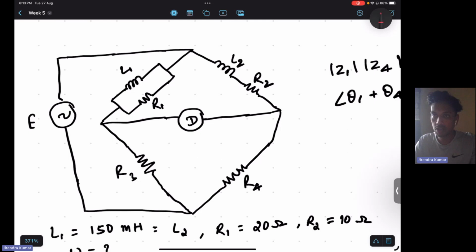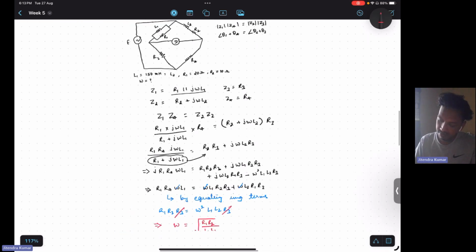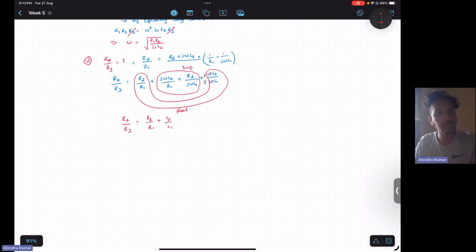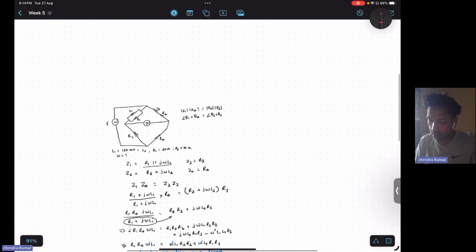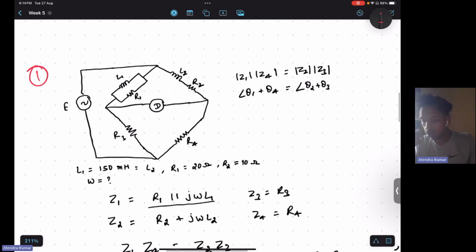So let's move on to the next part of this problem. There is a statement and we have to predict whether it is true or false. From this bridge, whatever was provided in question number 1, given any arbitrary set of values of these parameters L1, L2, R1, R2, R3, R4, it is always possible to obtain a balance by adjusting only the frequency of supply.